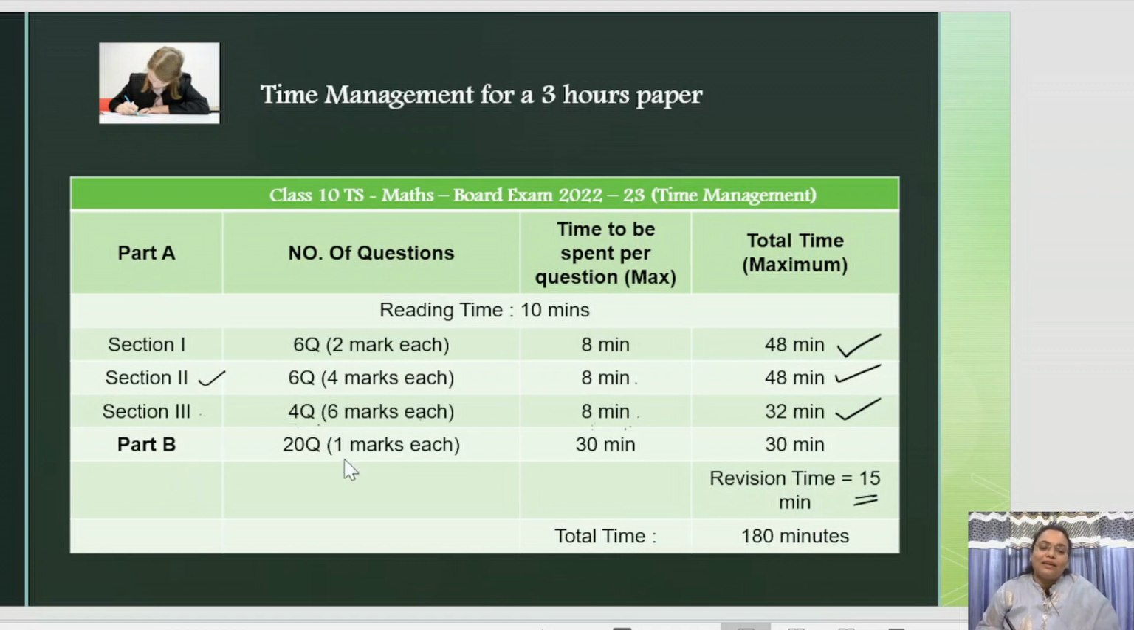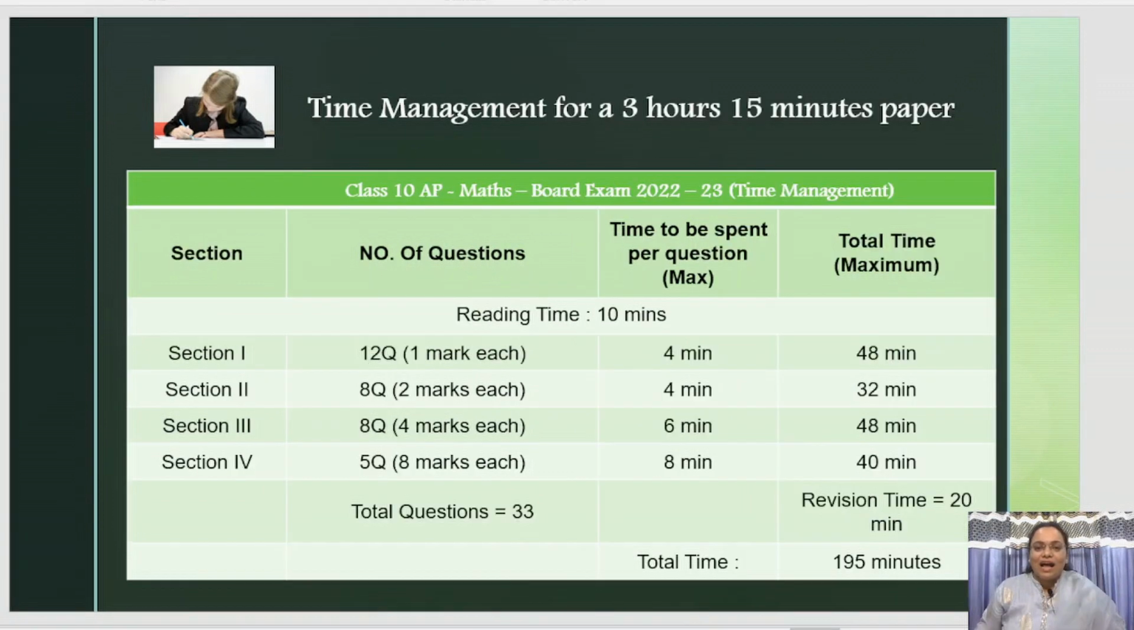Then Part B is MCQs. They will have 20 questions, each carrying 1 mark. It is 30 minutes. So you can complete the paper in 3 hours. Remember, 10 to 15 minutes of revision time should be compulsory before submitting the paper, because you need to check for any mistakes in the calculations and any missing questions. Revision time will definitely help you in scoring that extra marks.